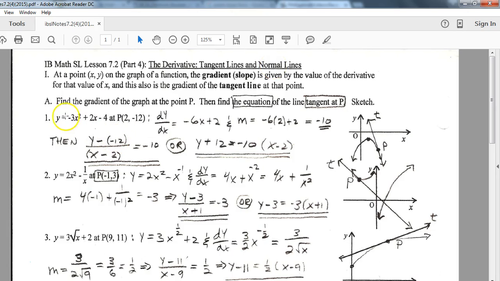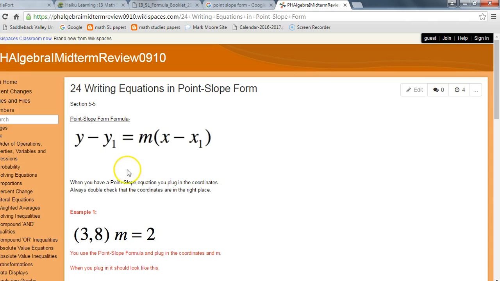So for the first example here, we are given a function. We are given a point, and we are asked to find the equation of the tangent line at this point that you see here. What you've seen in the past for this is to find the equation of a line, we use the point slope formula. This is the way you've probably seen it in the past. This is point slope, where you have a point and a slope. Your point is the x1 and the y1, and your slope is m.